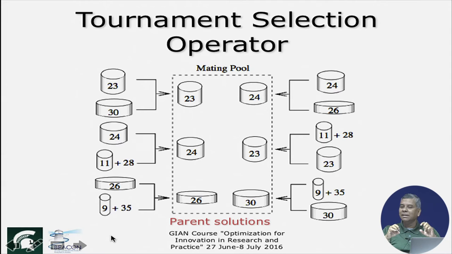But many students ask me this question: Sir, why are we doing it in this complicated way? Why not take the top three, make two copies each, and be done with it? So we take 23, give two copies, 24, give two copies, 30, give two copies, that's it. And remove the next half. We could do that. That's a deterministic method.